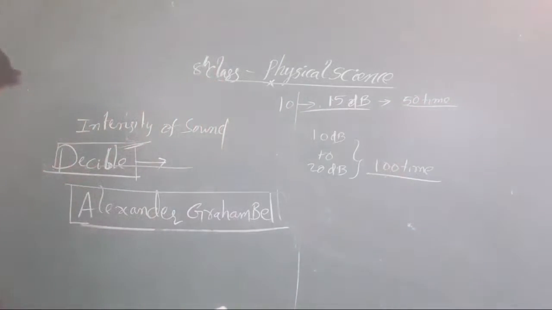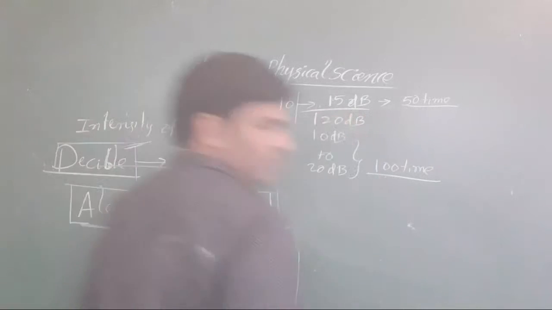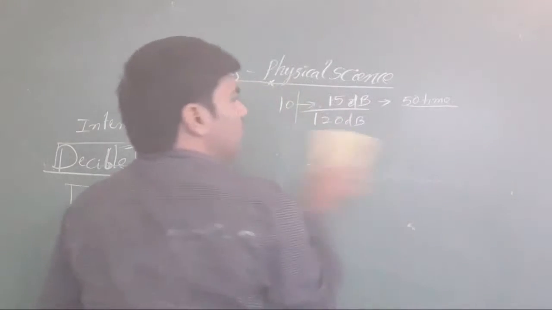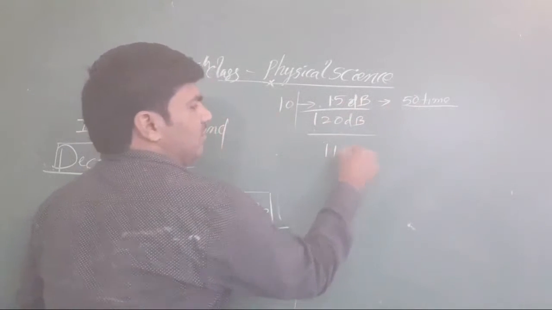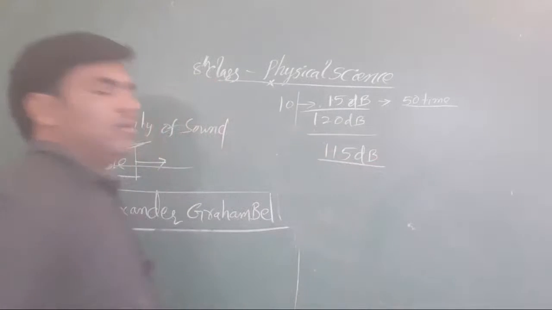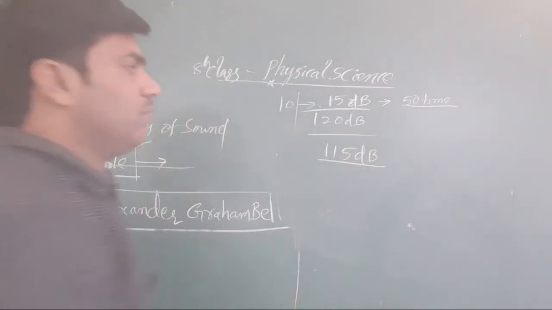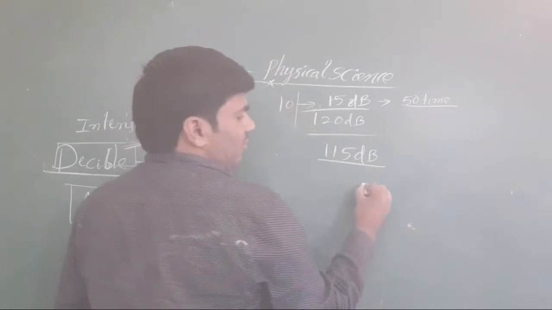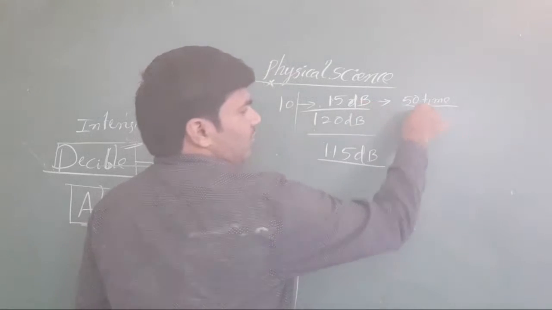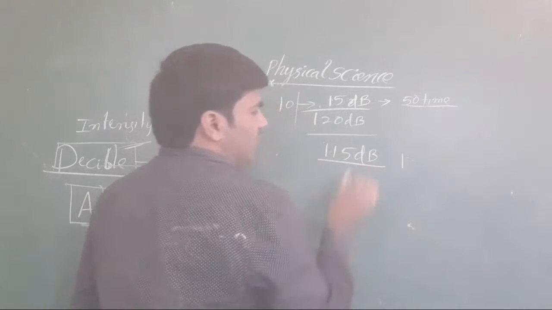And the next, what is there here? The jet engine is 120 dB. Clear or not, all the students? 120 dB minus 15 dB, how much is it? 115 dB. What is the difference? 115 dB. Clear or not, all the students? Now it will be written as 50 times, 115.